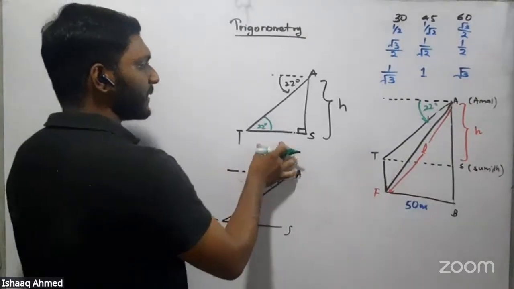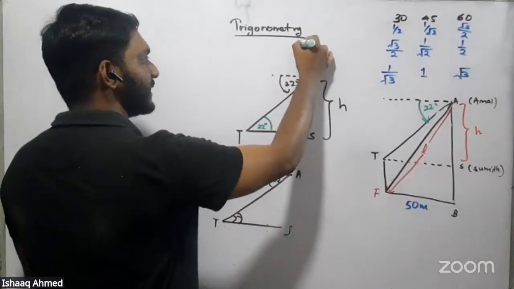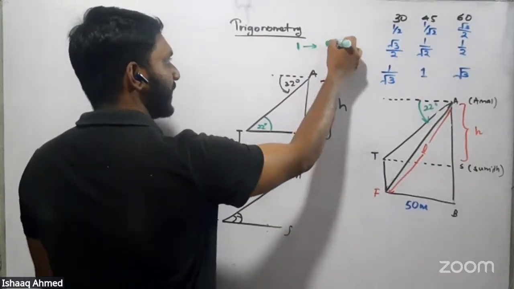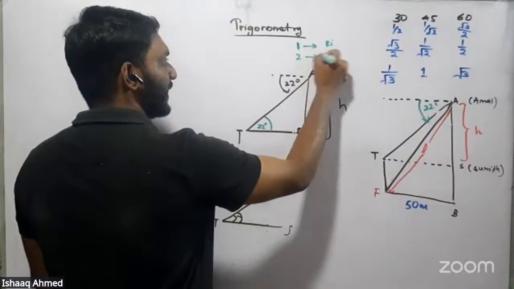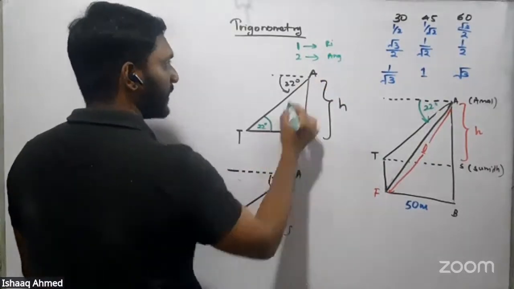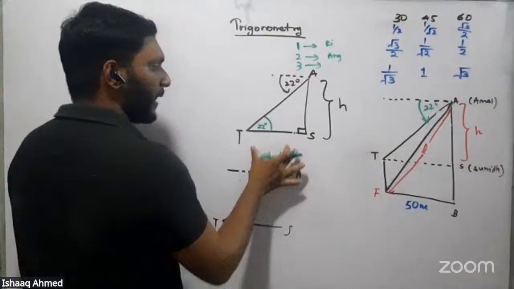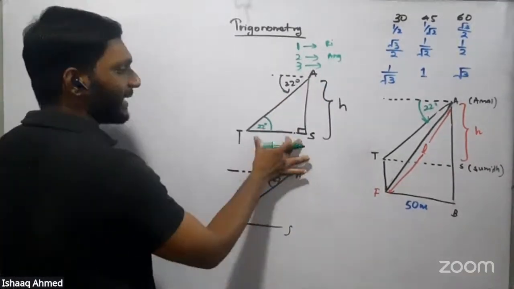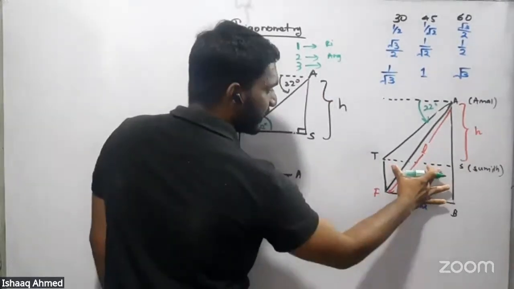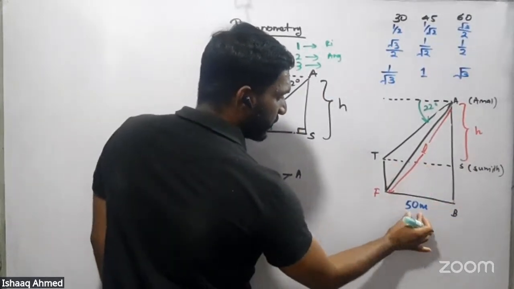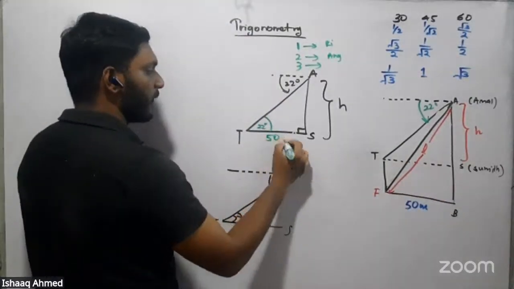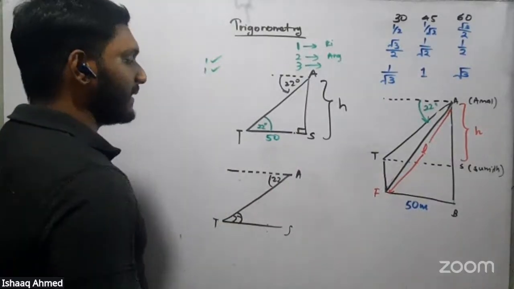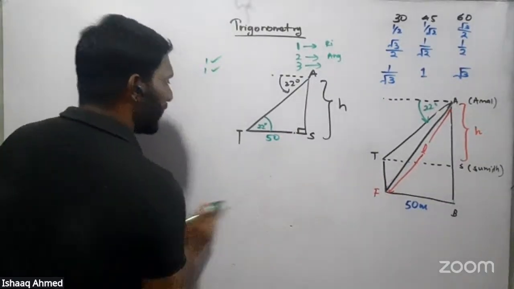Now I need a side length. I need three conditions to apply trig. One, right angle. Okay, have. Two, I need an angle inside other than the right angle. Done. Three, I need a side length. I need this side length or this side length. But I can get this side length by this side length only. This is 50 means this is also 50. So I have one angle, I have one side, so I can find anything else. So using trig we'll find.